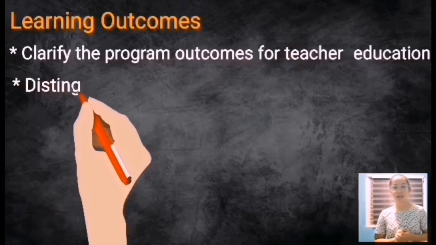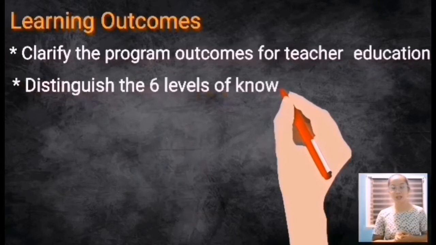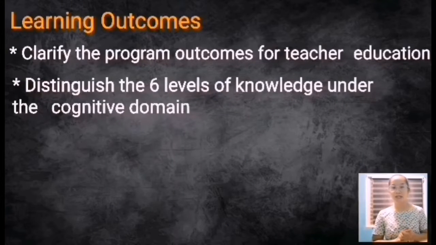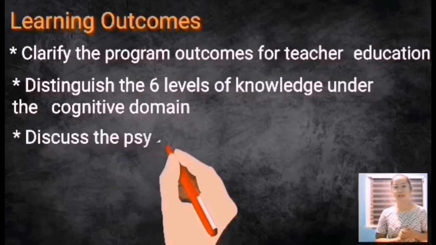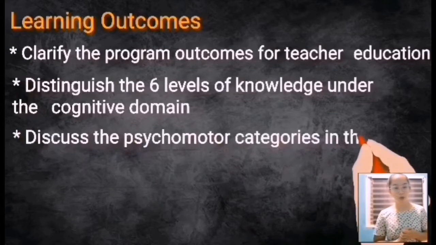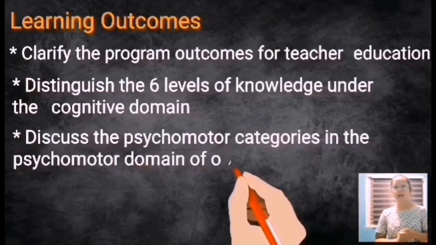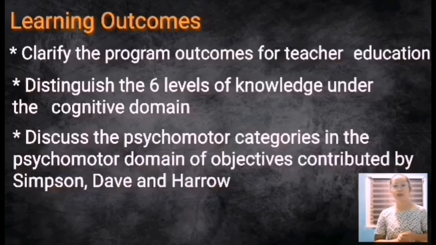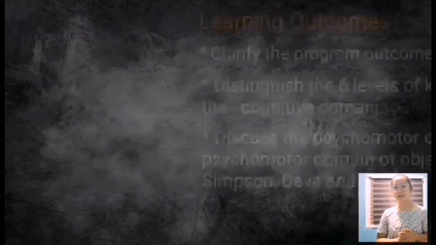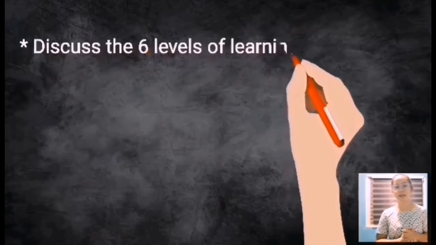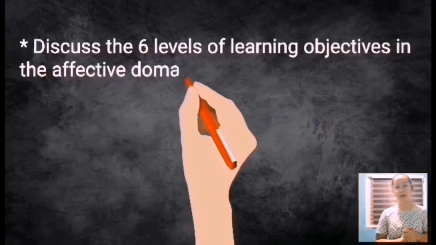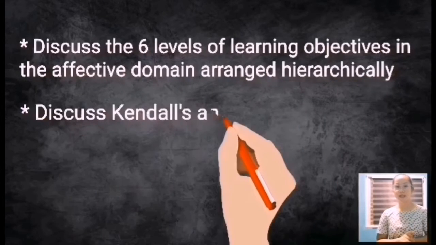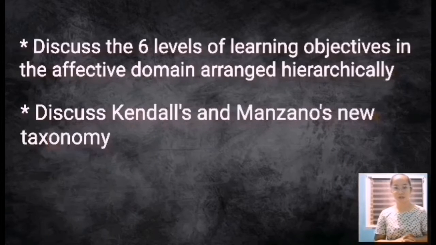Next, distinguish the 6 levels of knowledge under the cognitive domain, and also discuss the psychomotor categories in the psychomotor domain of objectives, contributed by Simpson, Dave, and Harrow. Another one is to discuss the 6 levels of learning objectives in the affective domain arranged hierarchically. And lastly, discuss Kendall's and Marzano's new taxonomy.